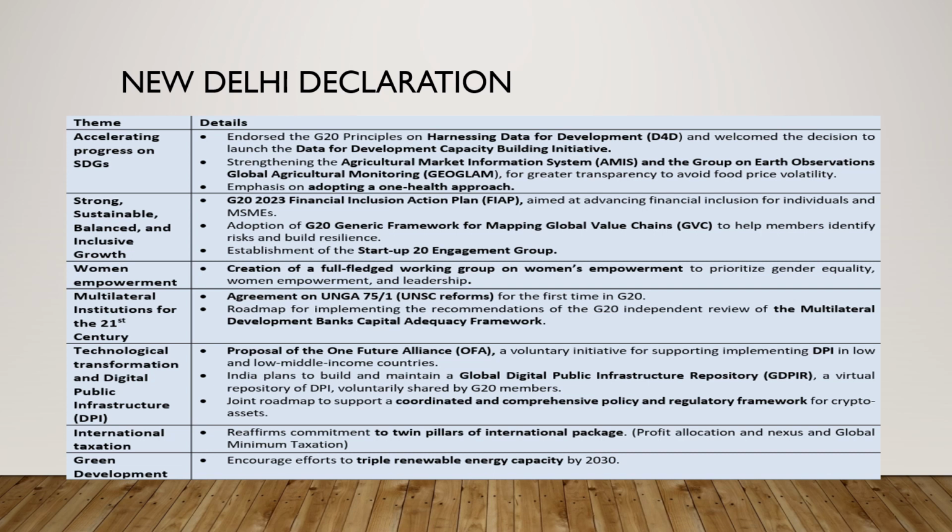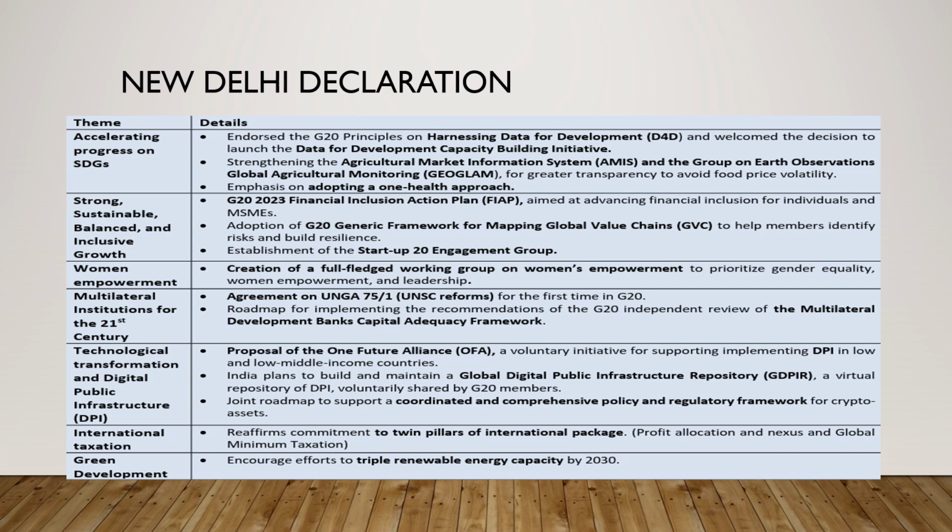It endorsed the G20 principles on harnessing data for development, and welcomed the decision to launch the Data for Development capacity building initiatives, strengthening the Agricultural Market Information System and the Group on Earth Observations Global Agricultural Monitoring, abbreviated as GEOGLAM, for greater transparency to avoid food price volatility, and emphasis on adopting a One Health approach. This comes under accelerating progress on SDGs.